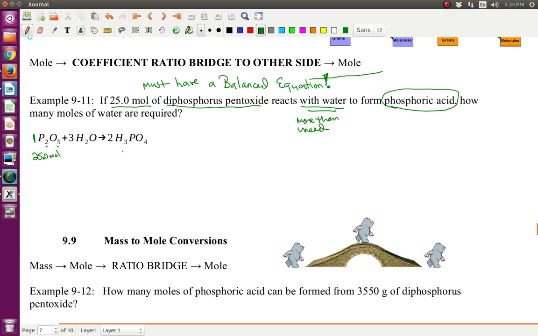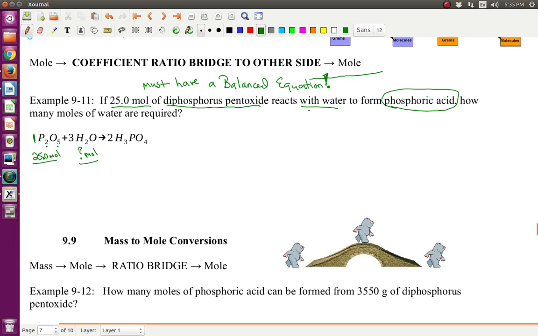Okay, how many moles of water are required? So I don't have more than I need of water in this question because it's actually asking me how many moles. So always read the whole question. So how many moles of water? I always put a question mark underneath what it's asking. It's asking for how many moles of this thing right here. So I have 25 moles of diphosphorus pentoxide and I want to figure out how many moles of water I need.